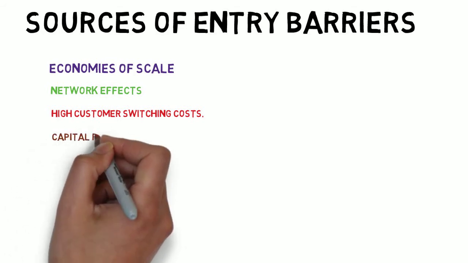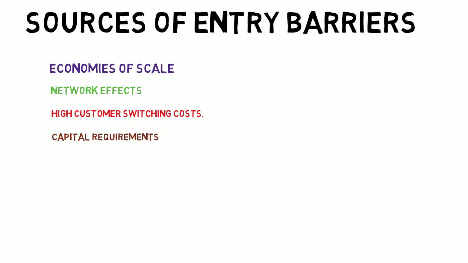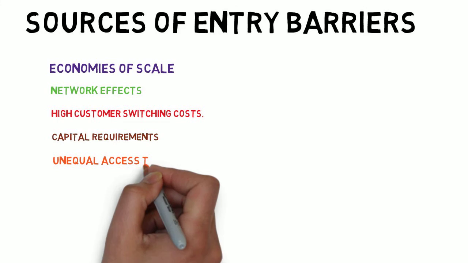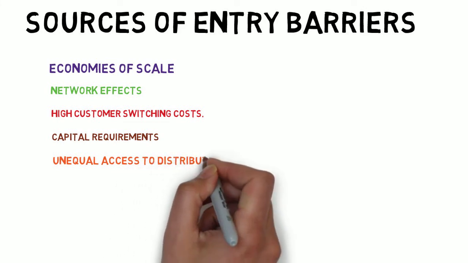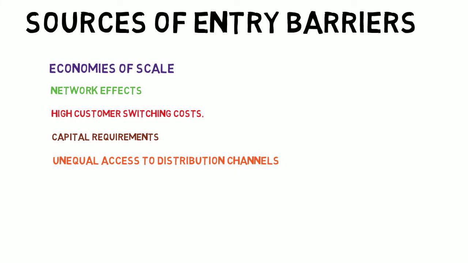Capital requirements could be another source of entry barrier. The need to invest large financial resources in order to compete can deter new entrants. The barrier is particularly great if the capital is required for unrecoverable and therefore harder to finance expenditures, such as upfront advertising or research and development costs. Unequal access to distribution channels can also make entry in the industry challenging. Pepsi and Coke pretty much control the distribution channels, and it is almost impossible for a new entrant to displace these established rivals.